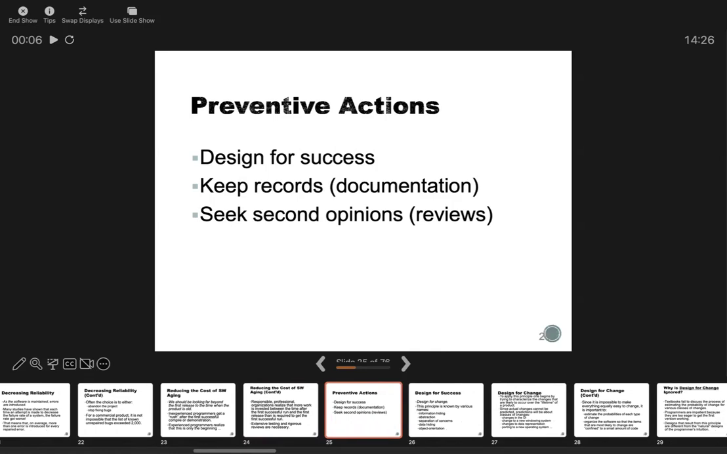Consider design for success. So design for success should be, we should build the software keeping in mind future changes, scalability and maintenance. We should keep well-recorded, clear and updated documentation. And we should plan for a second opinion: regular code reviewing and peer reviewing with internal or external experts.